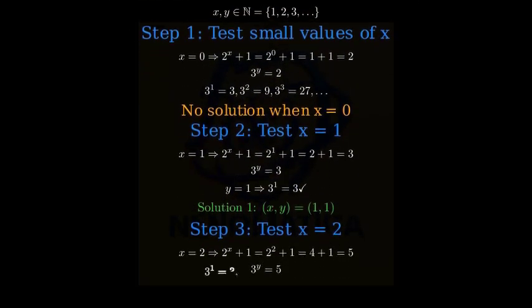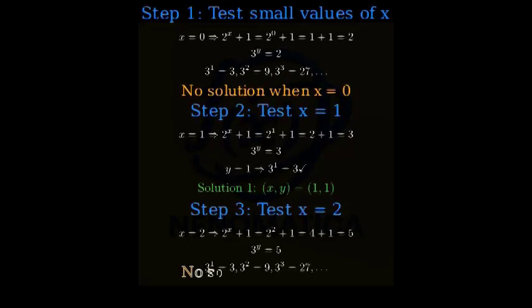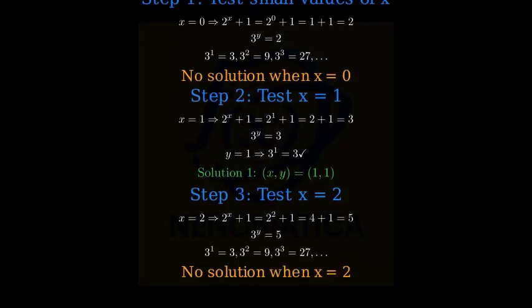Step 3. Let's continue with x equals 2. When x equals 2, the right side becomes 2 to the power of 2 plus 1, which equals 4 plus 1, which equals 5. So we have 3 to the power of y equals 5. Quick challenge. Is there any natural number y that makes 3 to the power of y equal to 5? Pause to think. Not quite. 3 to any natural number power is never equal to 5. The sequence is 3, 9, 27, and so on, none of which equal 5, so there's no solution when x equals 2.